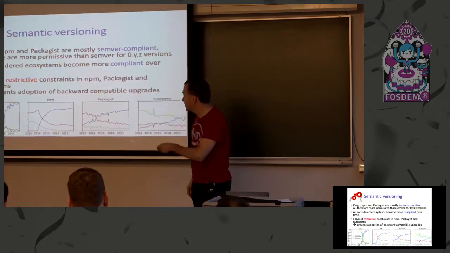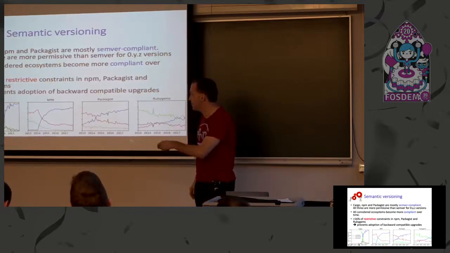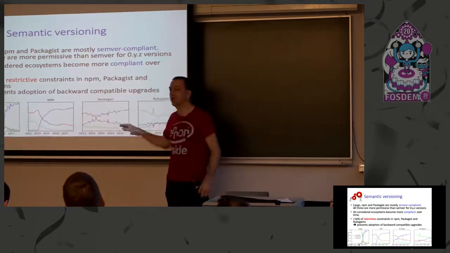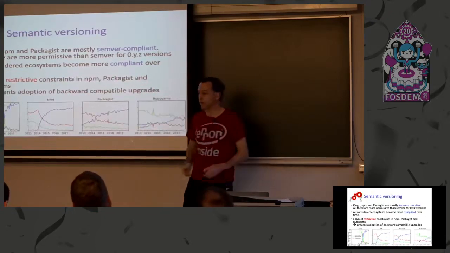What we also found was that there's still quite a high percentage of restrictive constraints, which would actually be reduced to have more semantic version compliance.